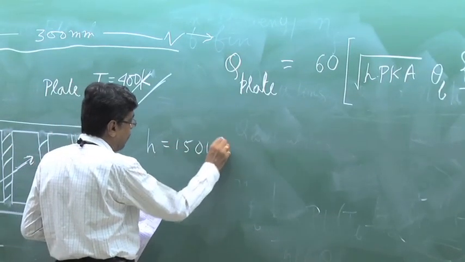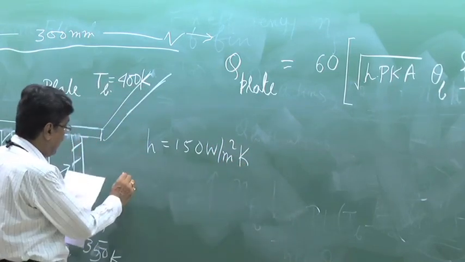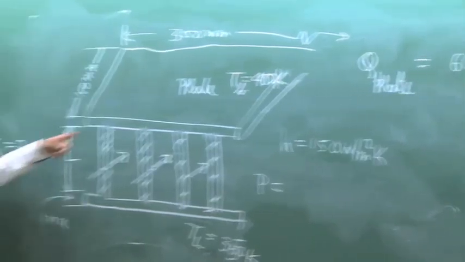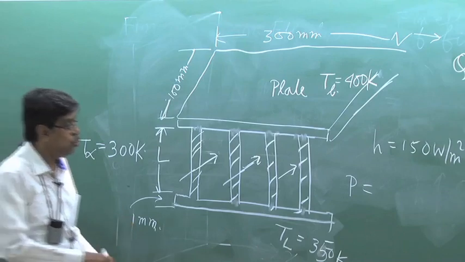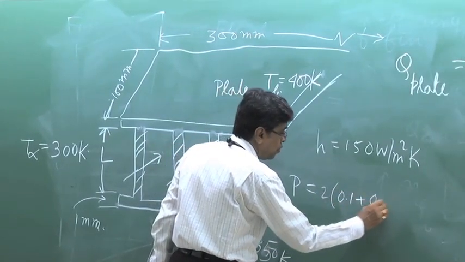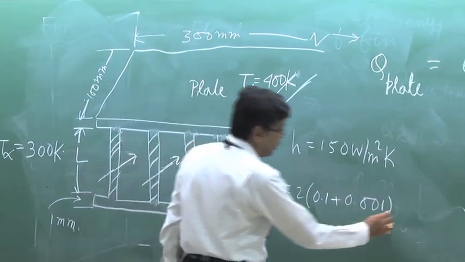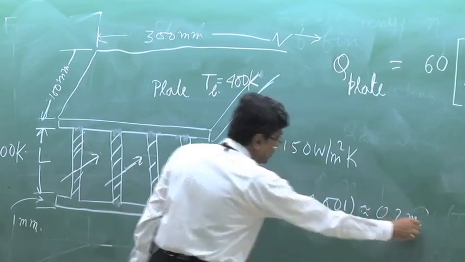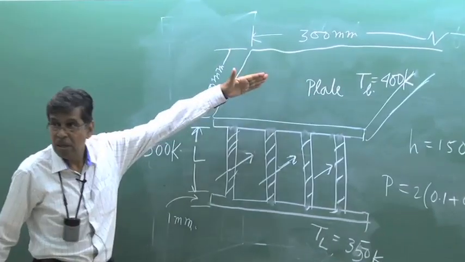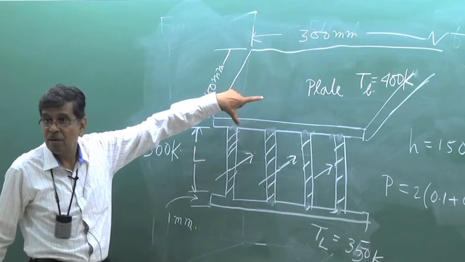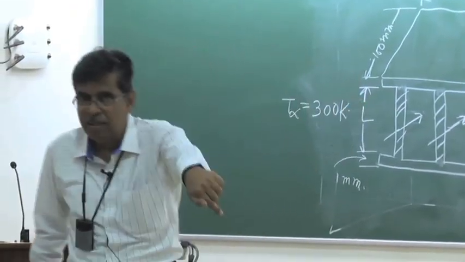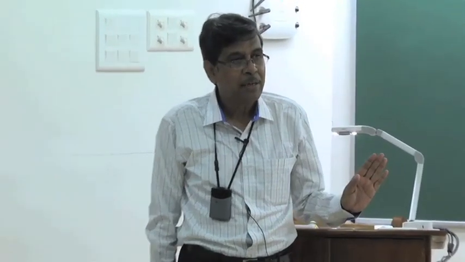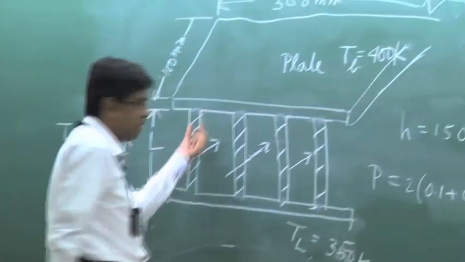h is 150 watt per meter square K. P is what? Perimeter. P is the perimeter, that means 0.1 plus 0.001 into 2, which is almost equal to 0.2 meter. You understand the perimeter? That means this side plus this side. The lateral surface depth is 100 millimeter, then 1 millimeter, clear? This is the pin perimeter.